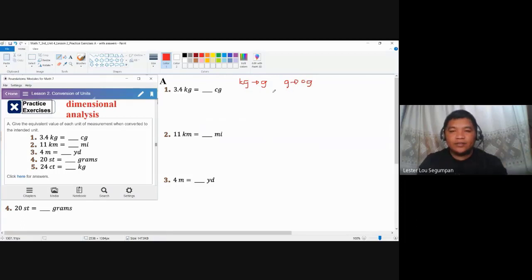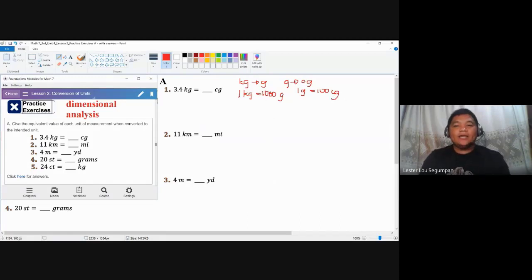Again, other references and even the internet could easily give us the number of centigrams for 3.4 kilograms. But again, the purpose for this is to come up with an understanding of the processes. You could also check the conversion factors from kilograms to grams and grams to centigrams in the previous video. But we all know that 1 kilogram is equivalent to 1000 grams, that's 1000, and 1 gram is equivalent to 100 centigrams.